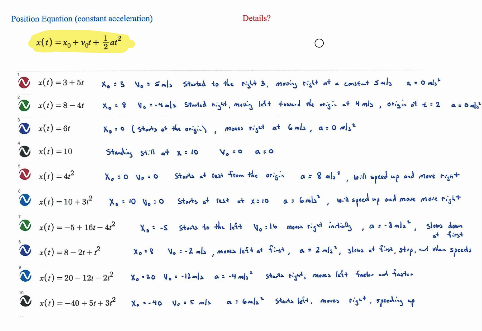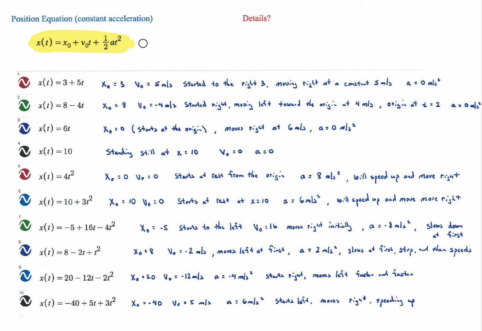All of these equations, and we should be able to talk about the details and give me a story that goes with each one of these position equations. What I've highlighted is what we call the standard position equation, and we derived that earlier in class. This is based on constant acceleration.